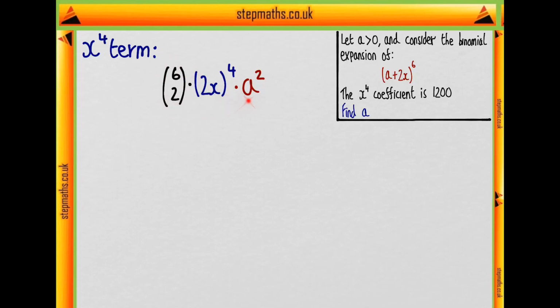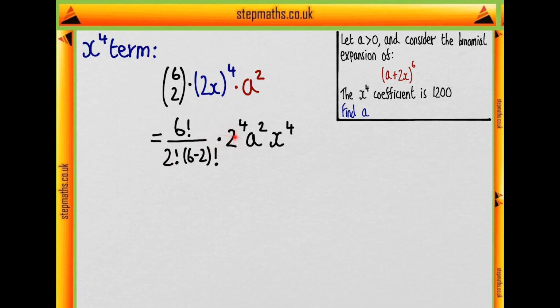It's not particularly nice, this form, it's unclear what it is, so let's write this out. 6 choose 2 is 6 factorial over 2 factorial times (6 minus 2) factorial. So the 2^4 comes out here, a squared just coming down, and x^4 we're taking out. So this, excluding x^4, is now the coefficient we're looking at. The coefficient we know is 1200.